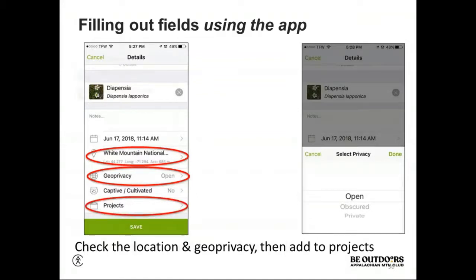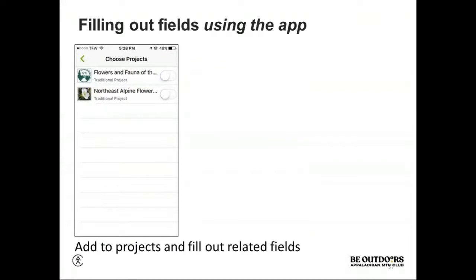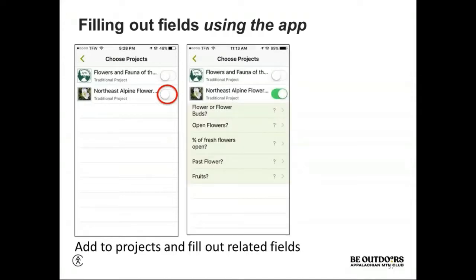The next part is the projects. So from your phone, you can also add the observation directly to the Northeast Alpine Flower Watch or one of our other projects. This is the part that allows us to track the important phenology data that Georgia was discussing earlier. And again, at this point, you could actually just save it with all the question marks, walk away, upload the observation, you're good. We'll fill it in later. But if you want to assist us with this process, I'm going to go through what each of those questions means and how to fill it out.